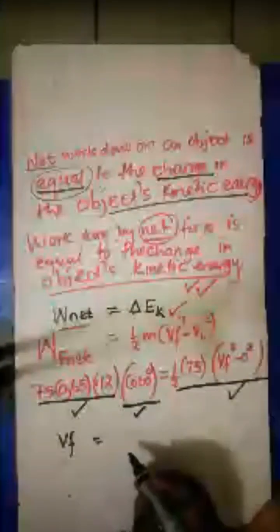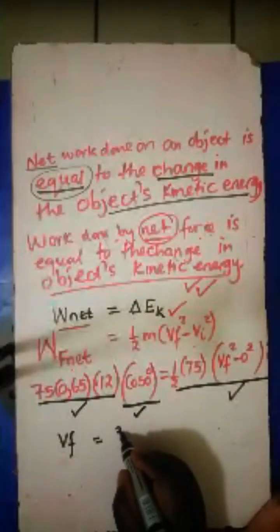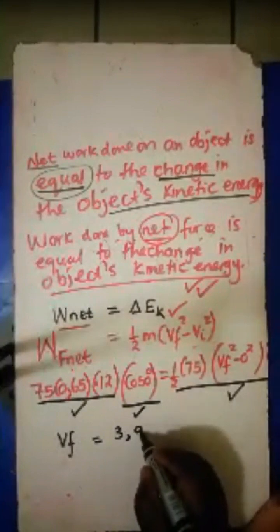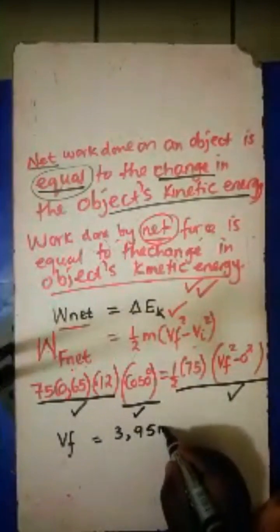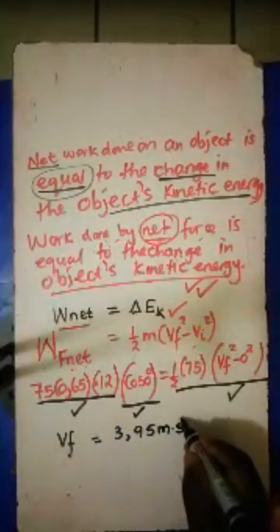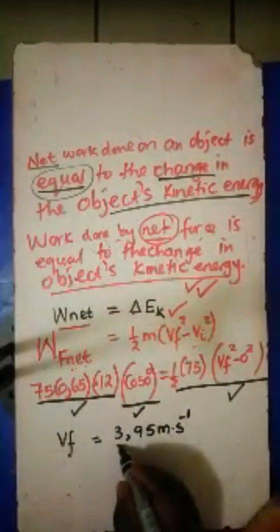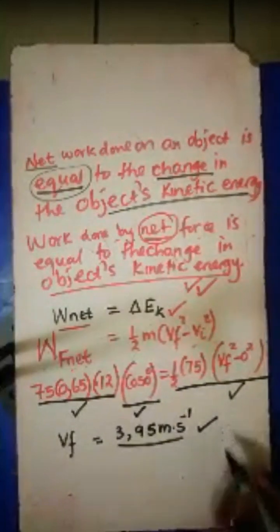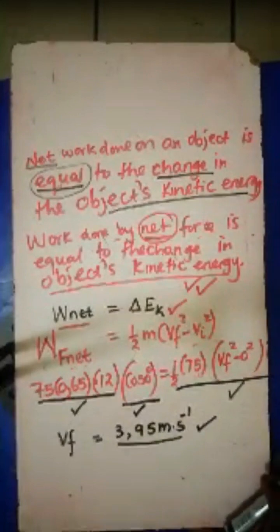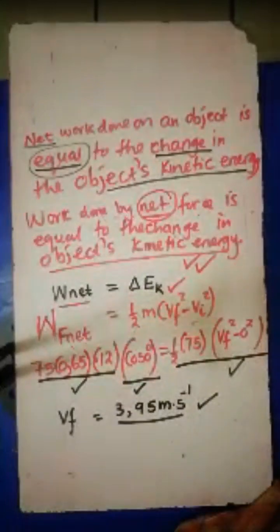I was expecting an answer which is 3.95 meters per second. The last mark was the correct answer with the correct units. If your answer is 3.94, I did not get that one. 3.949 is okay, or 3.95.